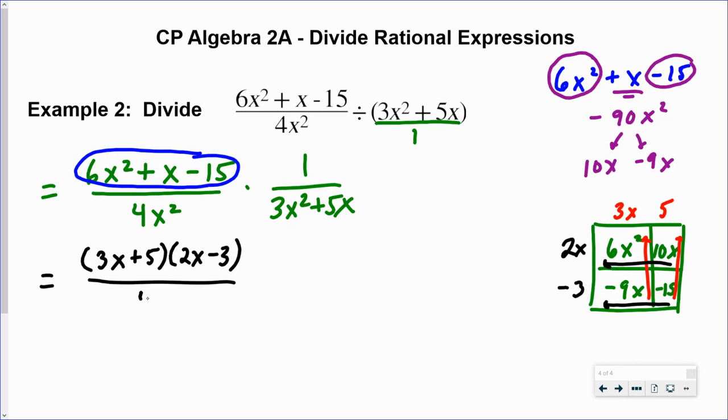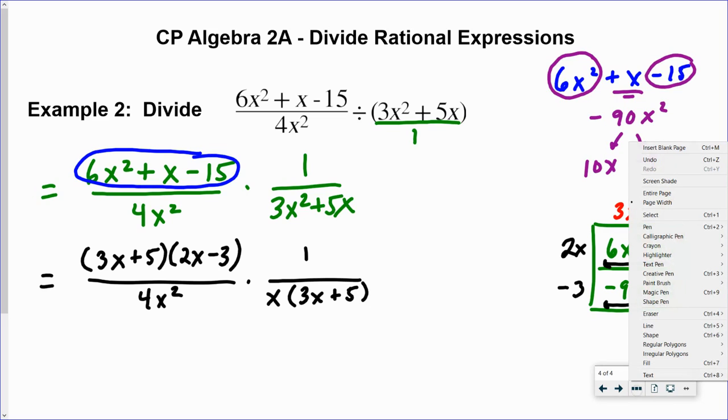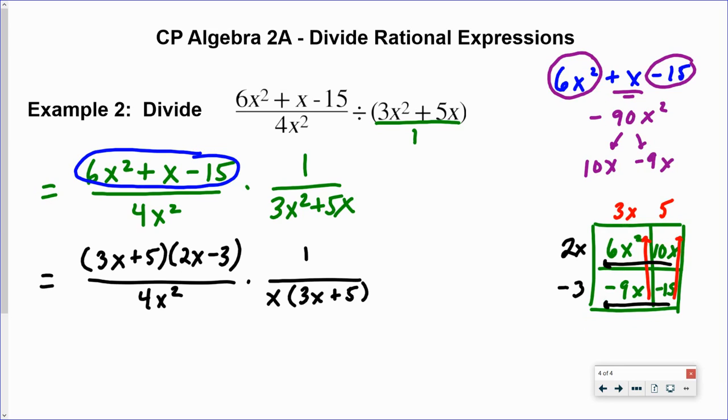The bottom we can't factor any further as of yet, so right now we're just going to leave that alone as 4x squared. 1 is factored completely. 3x squared plus 5x, it looks like we can take out a factor of x. So that would leave us 3x squared divided by x is 3x, and then 5x divided by x is 5. So we're looking like we're in pretty good shape here. We're going to multiply now, and then we'll check to see if we can divide out any common factors.